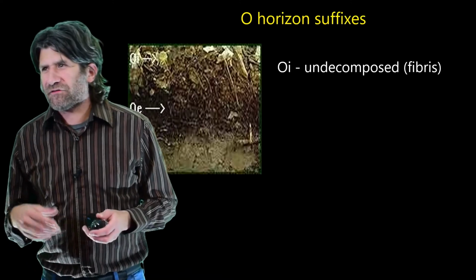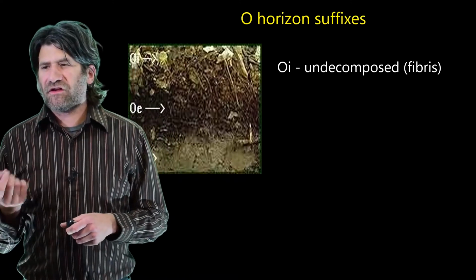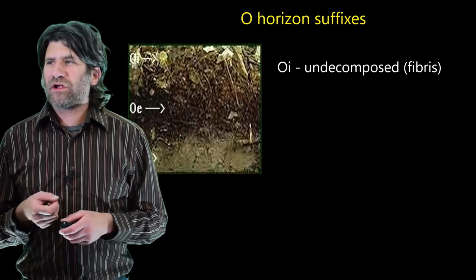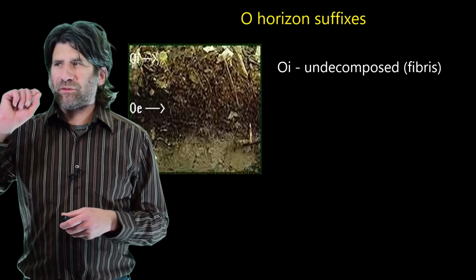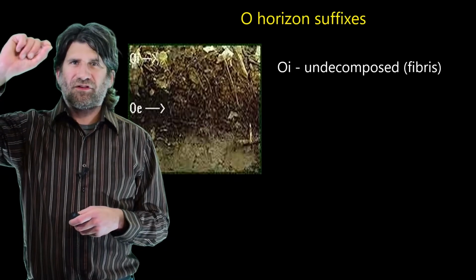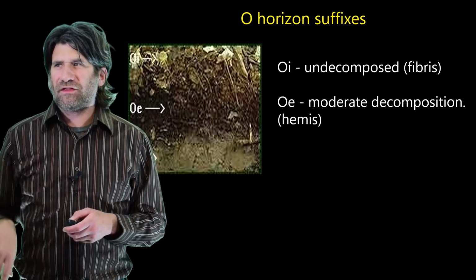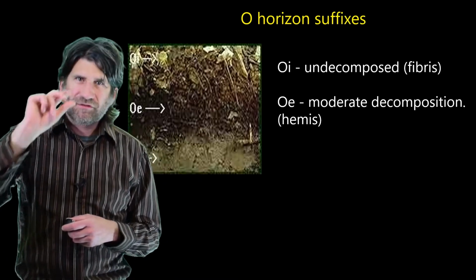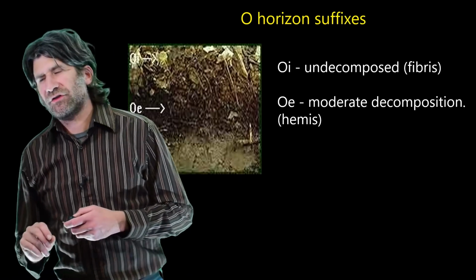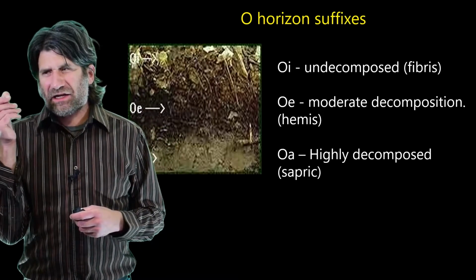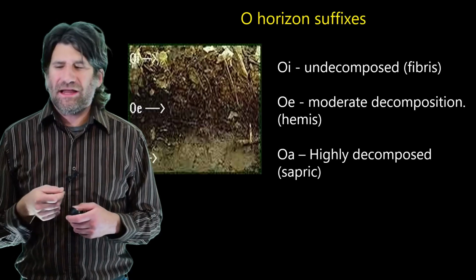There's a couple of different modifiers we use. These are suffixes within the O horizon that we use to describe O horizons. Called OI horizons, where we actually have undecomposed material, like little bits of twigs and stuff, the fibrous material, so we'll call that the OI. If you have a little bit of decomposition of that material, we'll call it the OE. And if you have highly decomposed, kind of like black kind of gunk, we call that the OA horizon.